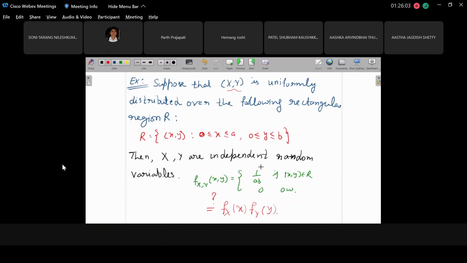Okay, and certainly 1 upon ab, you can write 1 upon a into 1 upon b. Okay, right? And whenever xy will fall into this region, if you try to draw this region, okay, this is the region. You draw, you take any point, so it's going to be 1 upon AB, that area of the rectangle only.